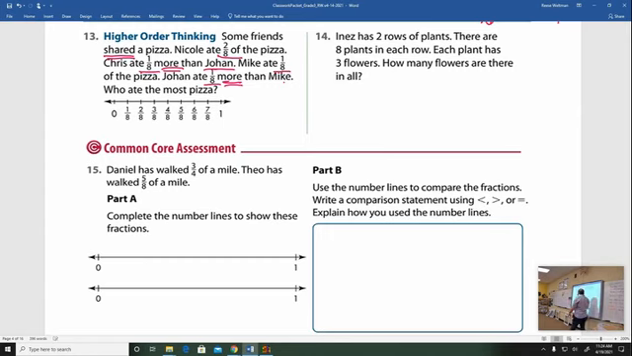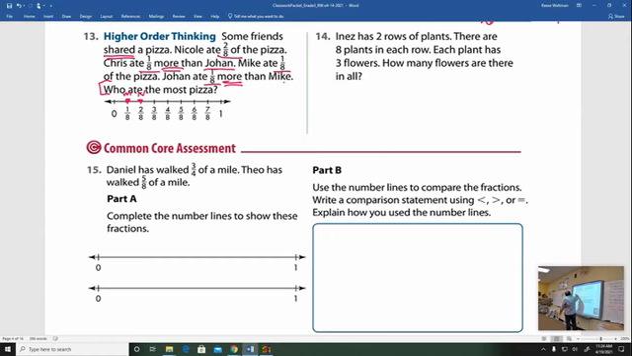Jen. Chris ate more pizza because Mike ate 1/8 and Johan ate 2/8. So Chris ate 1/8 more than him, so it's 3/8, and that's how Chris ate more. Okay, good. Let's mark these, guys. If you didn't mark this, guys, you hurt yourselves. Mark it.